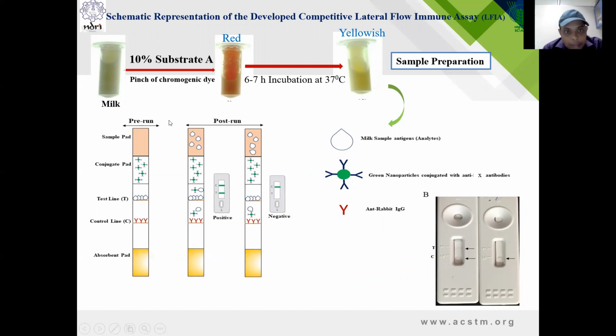So for getting more specificity in the samples, we have standardized the method. The milk sample we have enriched with 10% substrate A and a pinch of chromogenic dye. As there is some sort of copyright issue, I am not mentioning what the substrate A is. After that, the red color forms, followed by 6 to 7 hour incubation at 37 degrees centigrade, and once the color turns yellow, we load it on the sample pad. If it is positive for Staph, we will get a line at the control line and test line. Where it is negative, we will get only the control line.